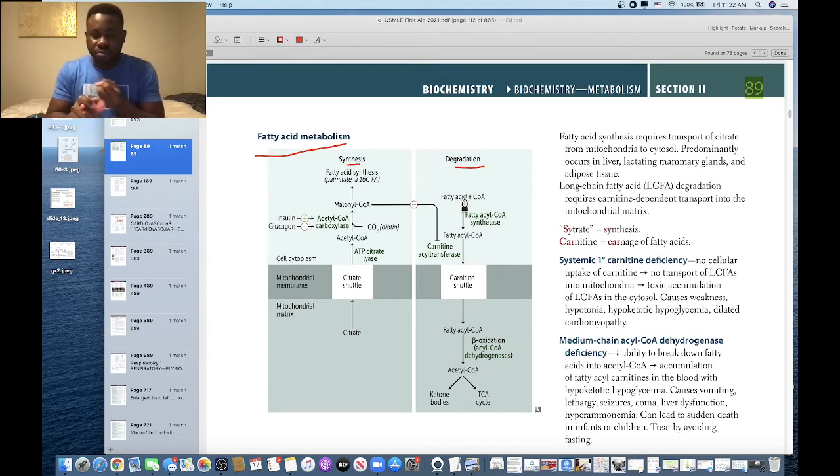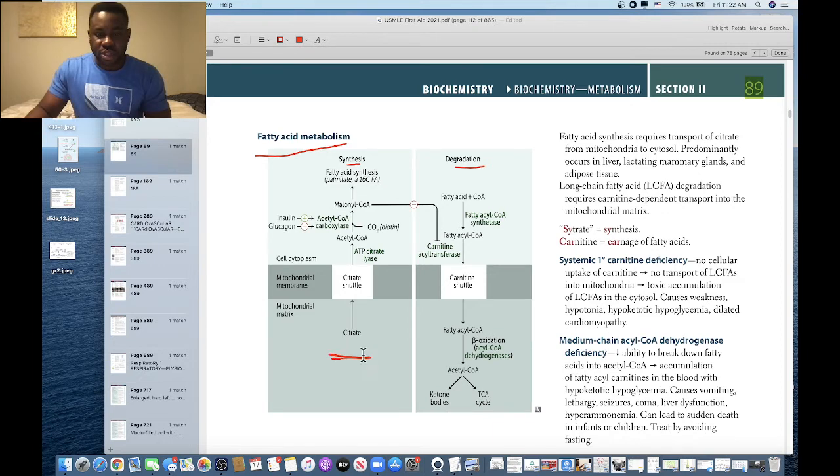Also, we have things like amino acids. If you're using amino acids to make fat, it's also called de novo, because amino acids have nothing in common with fat. So this is de novo synthesis. That's the meaning of de novo synthesis. So in the synthesis pathway, let's begin from here.